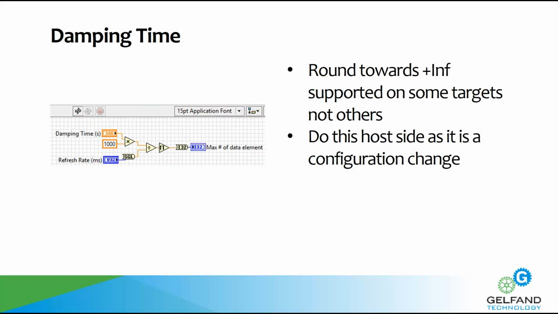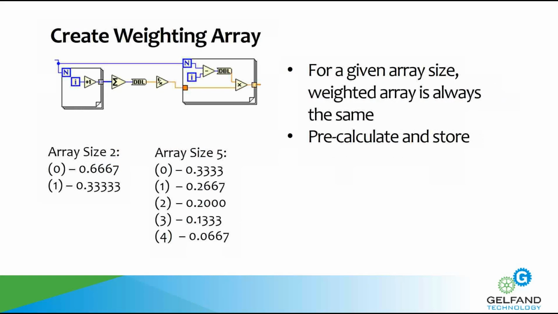So I started with damping time, and an interesting thing with the damping time calculation is the round towards infinity works on some FPGA targets and not on others. It's supported on some and not others, is what I found out. But the nice thing is this particular setting is not going to change very often. This is a configuration setting of telling me how big my array size is going to be. So I said, do this as a host side item since it's a configuration change. And I said, okay, don't worry about this.